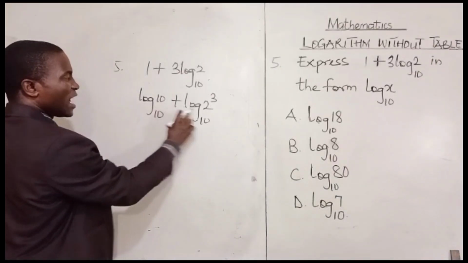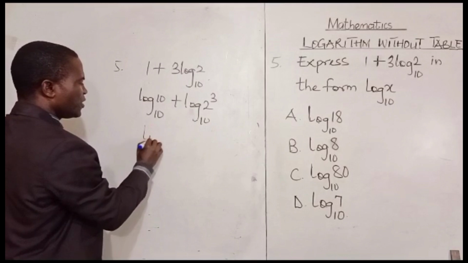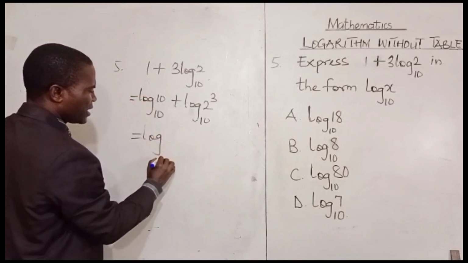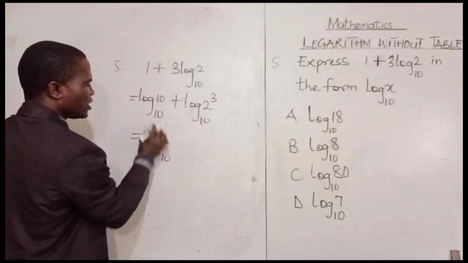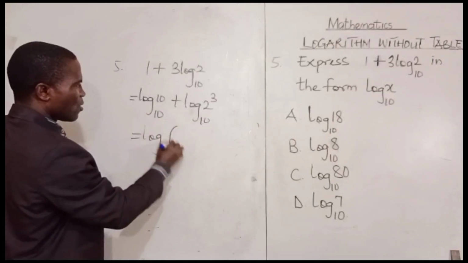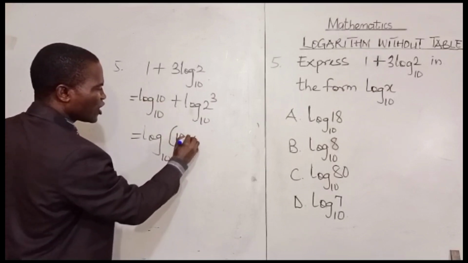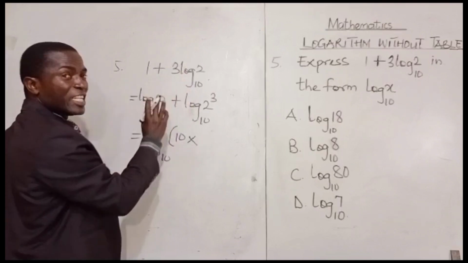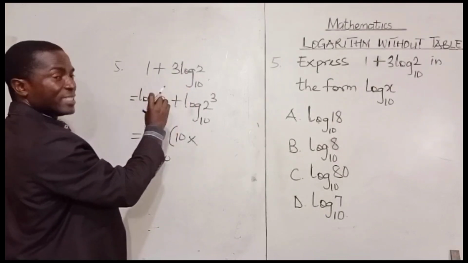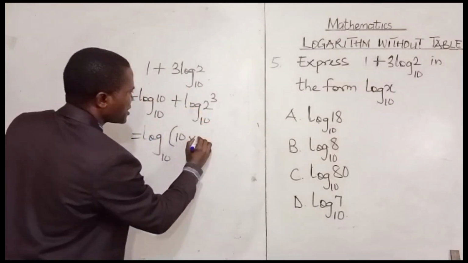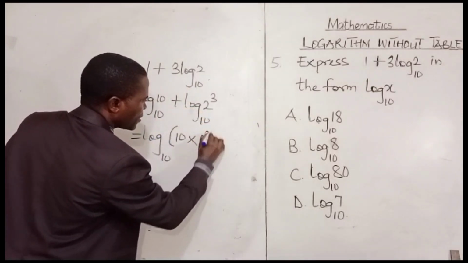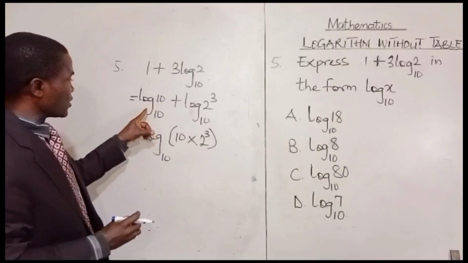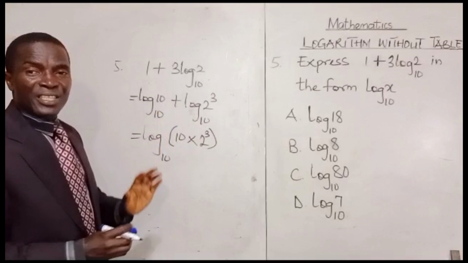Since they have the same base, we pick up the base. The base is log base 10. This one has the same base as this, so we pick up the base. Then what is left here is 10. We now change the addition to multiplication. That is the multiplication and addition law. Here is 2 raised to power 3. It has been changed automatically to multiplication just because they have the same base.